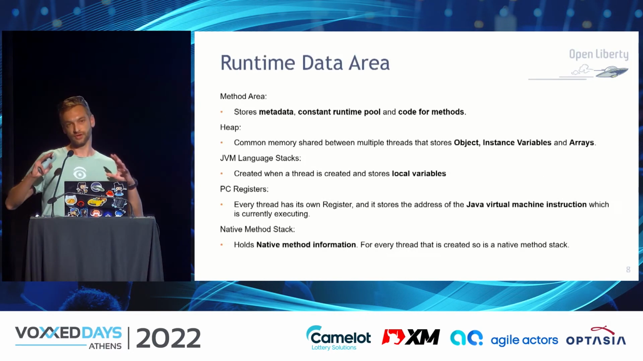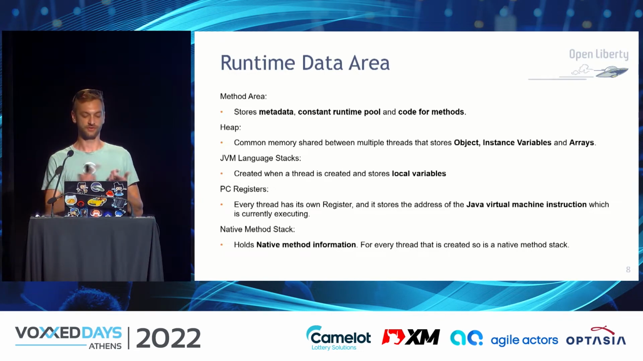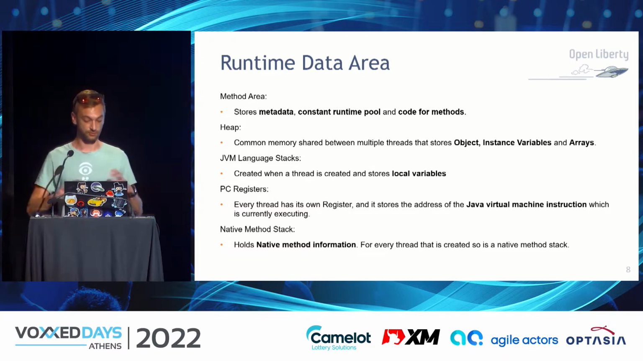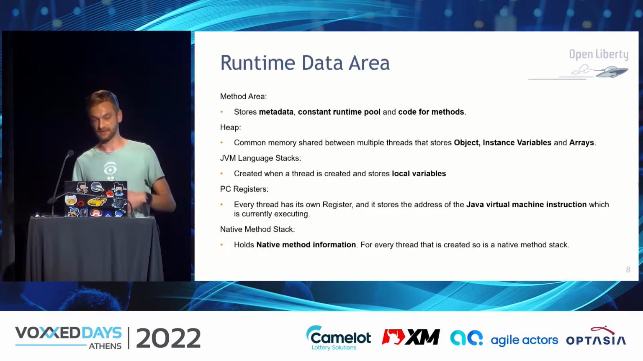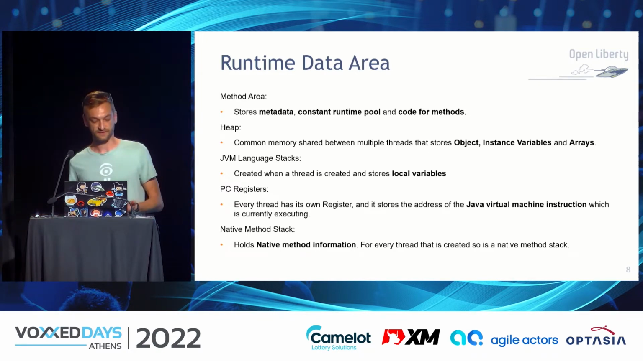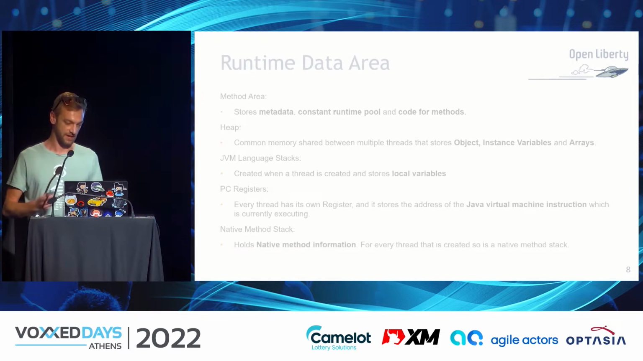Then moving on to the runtime data area. You have the method area, which stores metadata, the constant runtime pool and the code for your methods. Then you have the heap, which is common memory shared between multiple threads, and that stores things like objects, instance variables and arrays. Then the JVM language stack, which is created when a thread is created and stores local variables. PC registers: every thread that's created has its own register, and this stores the address of the Java virtual machine instruction which is currently executing. And then the native method stack, which holds native method information. For every thread that's created, there is also a native method stack.